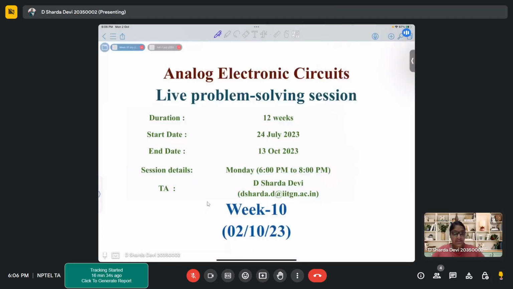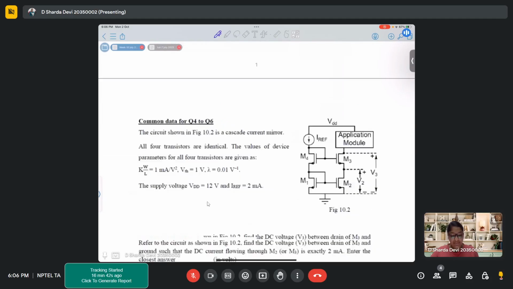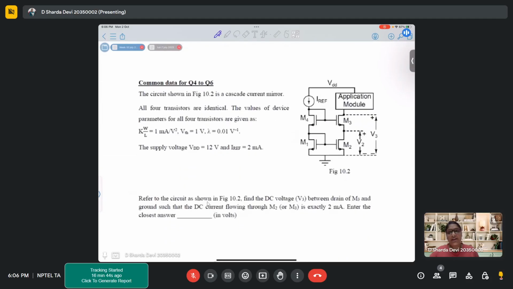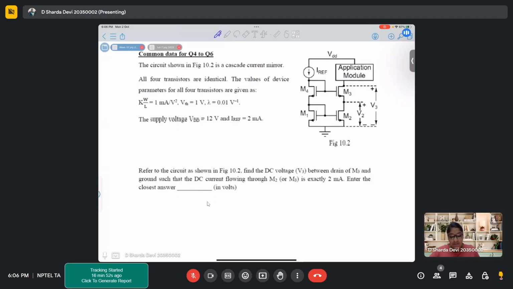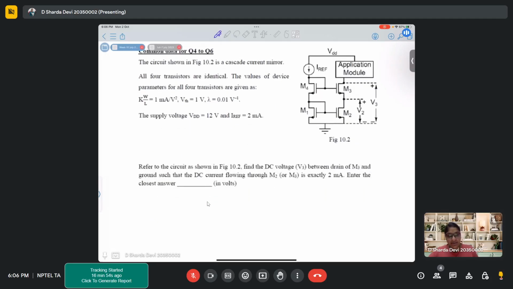So, in today's session, we'll be talking about, starting with, mirror circuits. We already discussed mirror circuits last week. So today also let's see some problems based on mirror circuits.